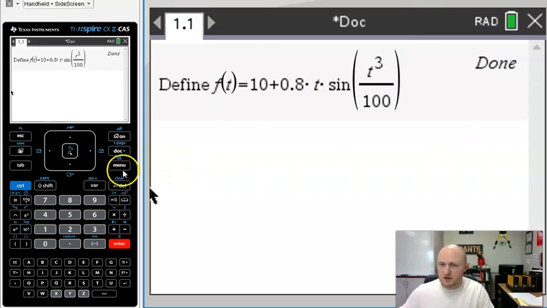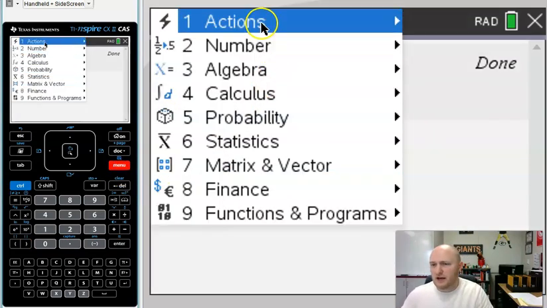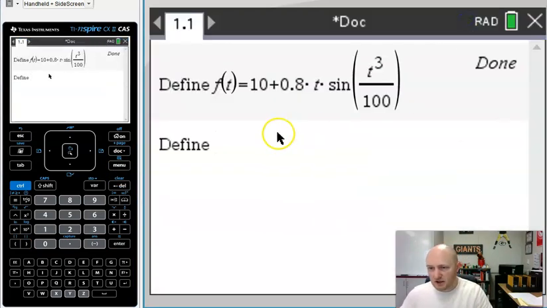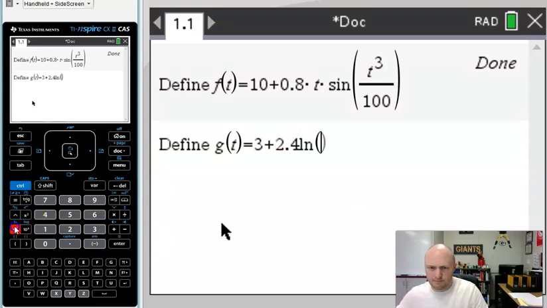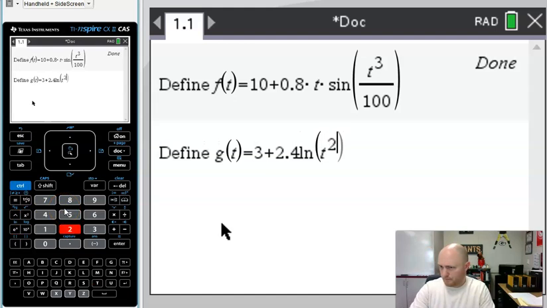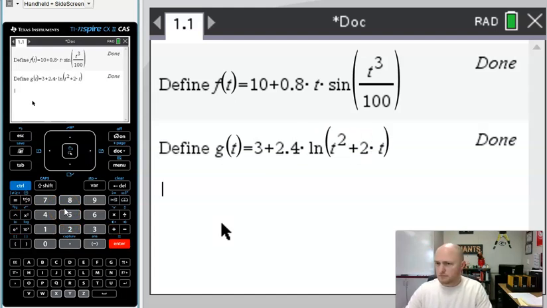And then what I'm also going to do is I'm going to go ahead and define g of t. So g of t is equal to 3 plus 2.4 natural log of t squared plus 2t. Okay, done. There we go.